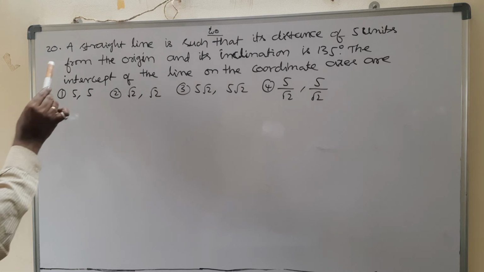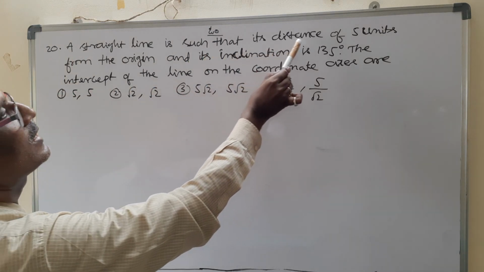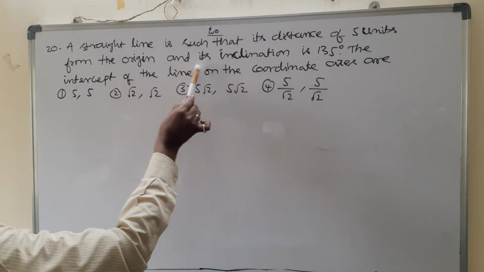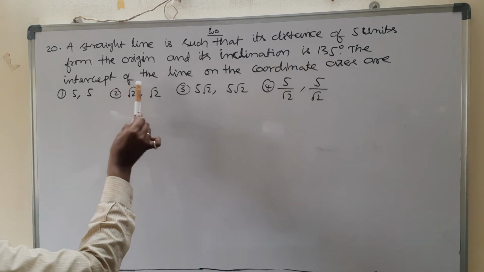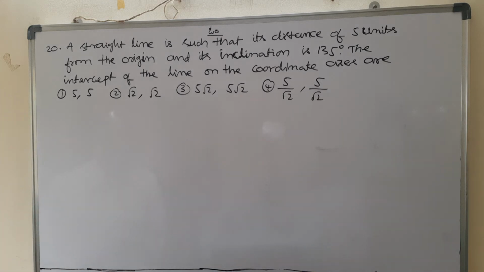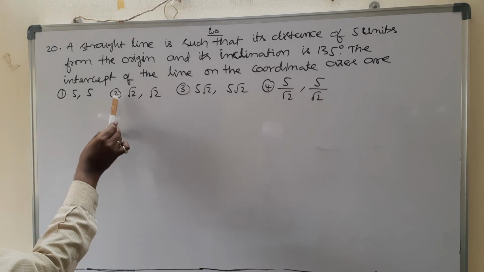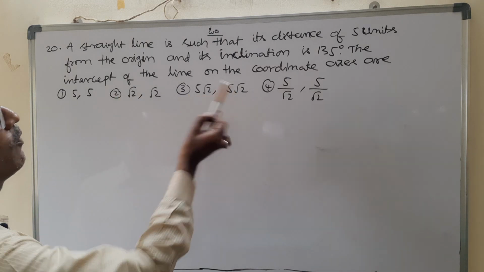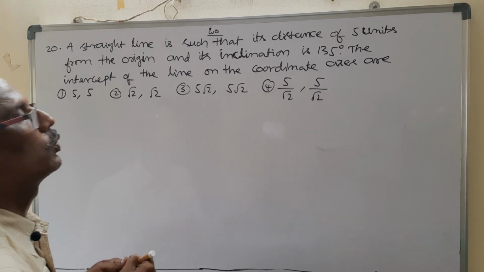Question number 20. A straight line is such that its distance is 5 units from the origin and its inclination is 135 degrees. The intercepts of the line on the coordinate axes are: first option 5 comma 5, second option root 2 comma root 2, third option 5 root 2 comma 5 root 2, fourth option 5 by root 2 comma 5 by root 2.